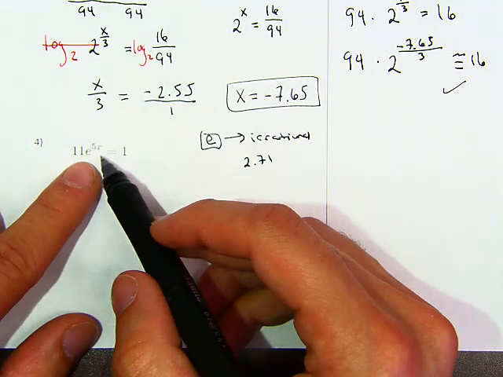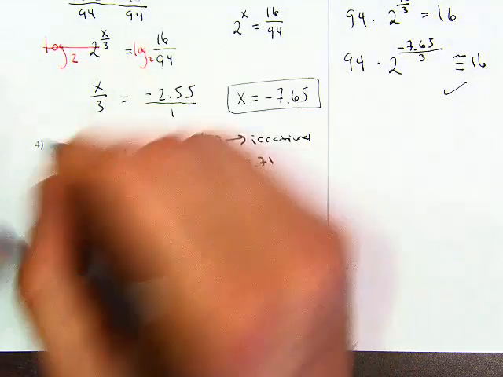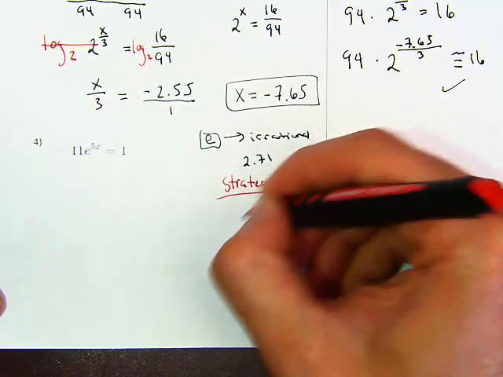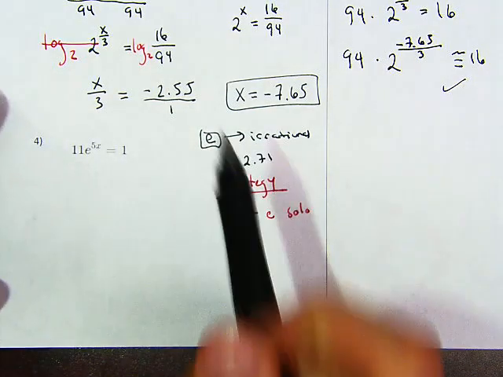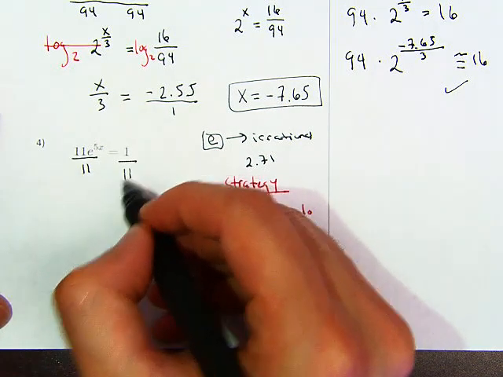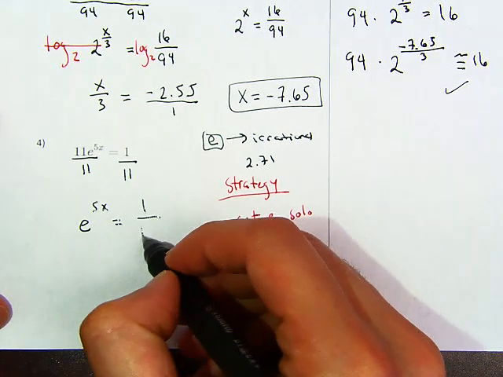Notice that the idea for this, the first thing we want to do is get the e by itself. So strategy, get e solo, right? Because we want to solve for x. So how do we get e by itself over here? We're going to divide 11 on both sides. And now we have e to the 5x equals 1 over 11.